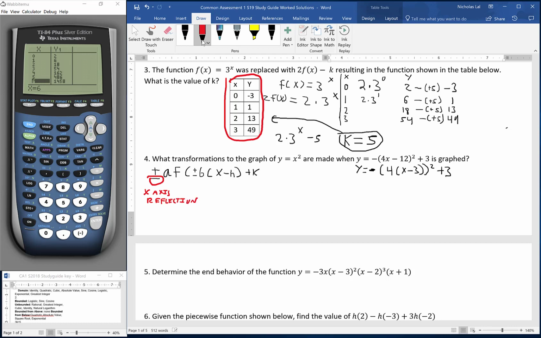And that exists in our function. So that negative sign right there. Let me undo that so you can see it more clearly. But that negative sign does indicate an x-axis reflection.